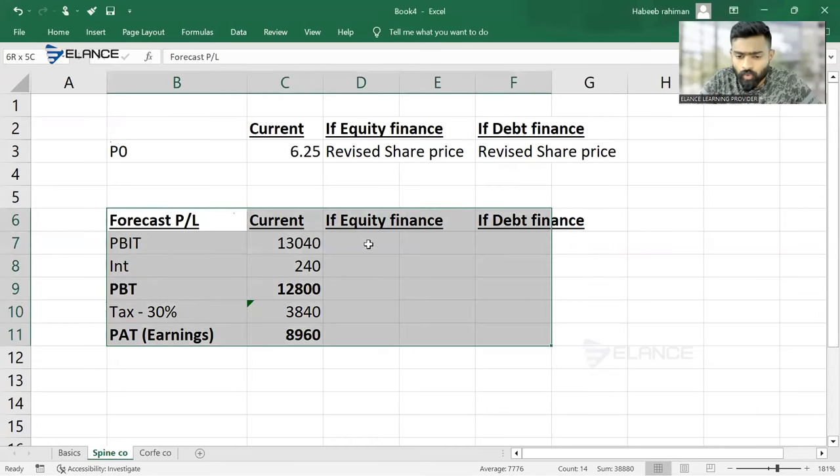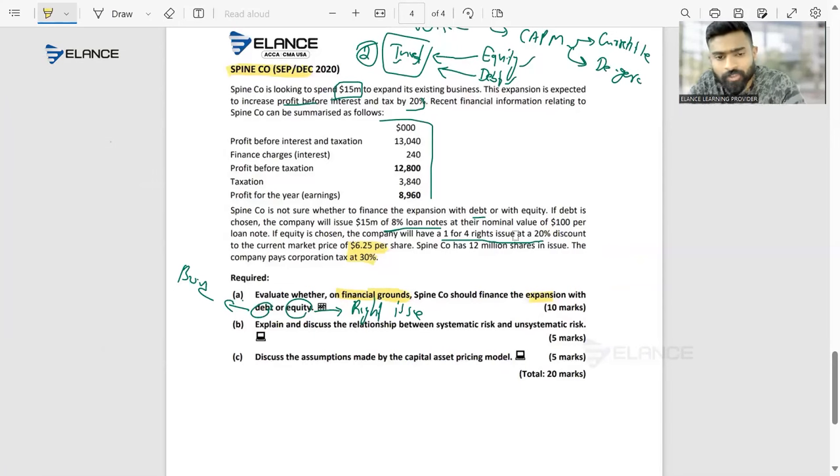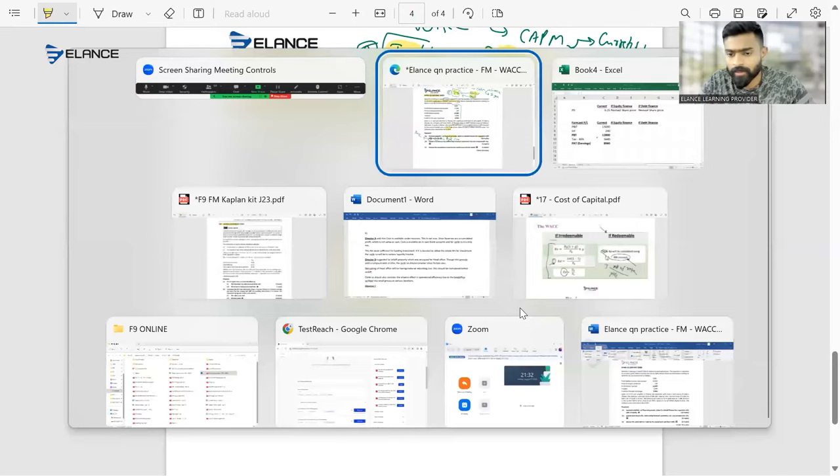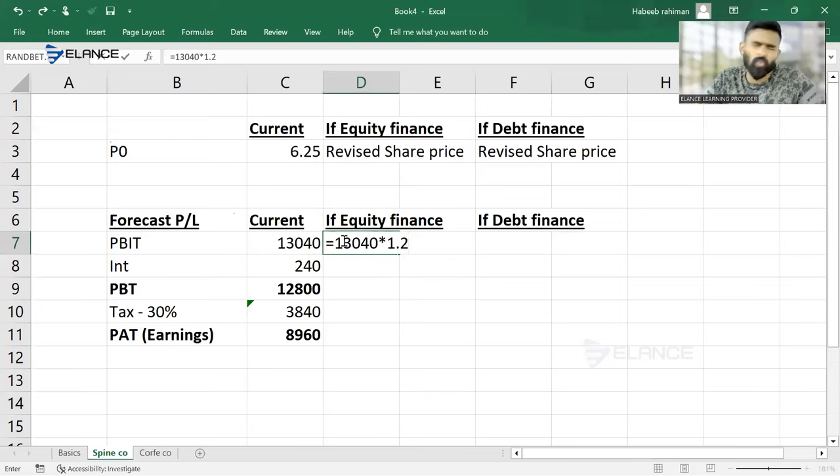We are trying to fill figures for these two. Here, what will the PBIT be? Whether we finance through equity or debt, due to the expansion, the current PBIT is expected to increase by what percentage? Do comment. 20%, right? So here, 1340 multiplied by 1.2.